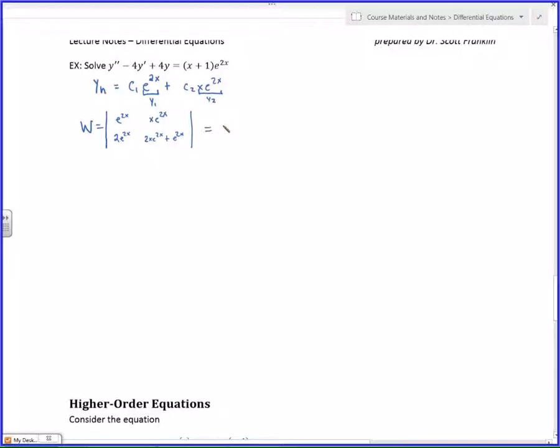I get 2x e to the 4x plus e to the 4x minus 2x e to the 4x. Boom. W is e to the 4x. Nice.